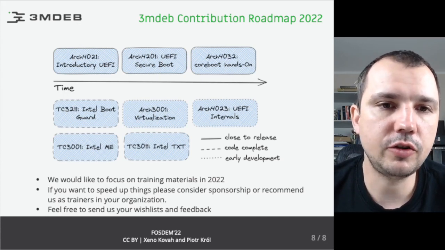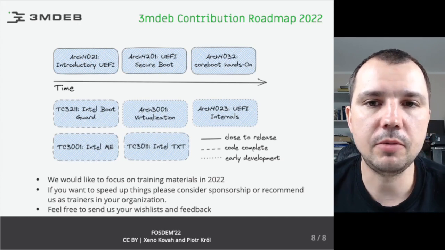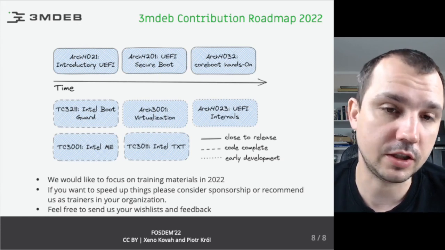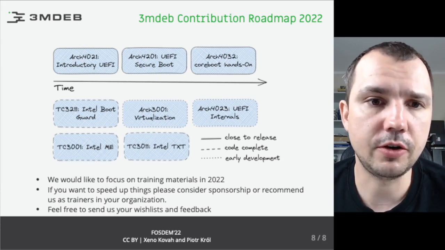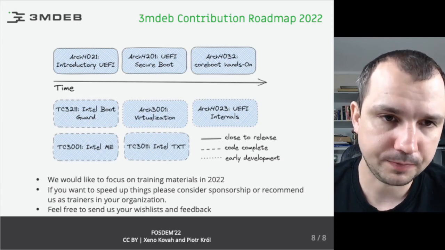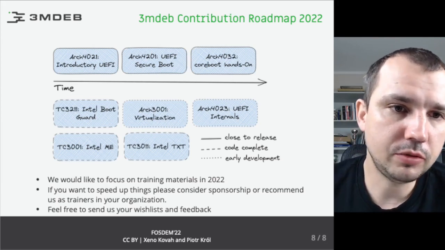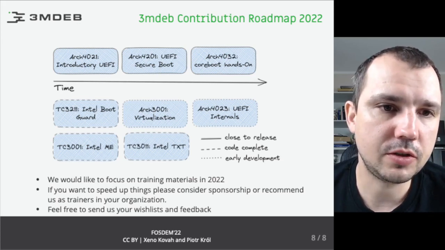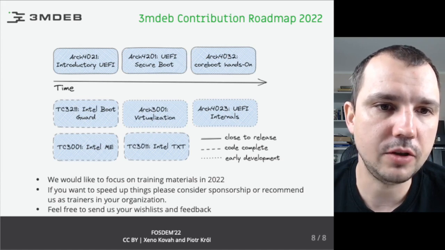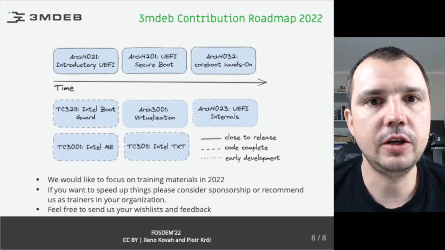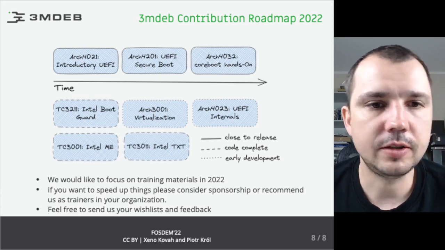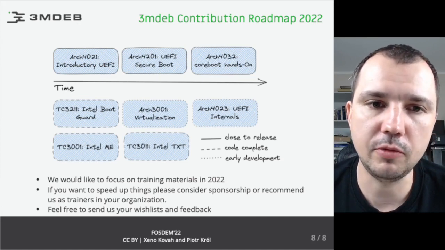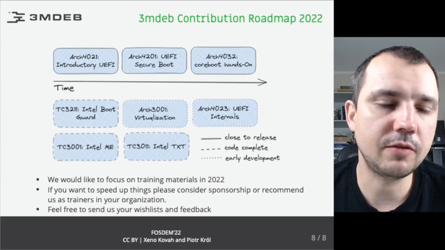And 4032, coreboot hands-on, many people ask about that. Unfortunately, this is not yet done. The material is quite advanced, but we have to solve the recording problems of hardware and so on. On the bottom of the timeline we see the code complete ones, which are Intel Boot Guard, Intel ME, Intel TXT. Those are code complete. They have quite a lot of material already. Of course, adding exercises and practical labs to that would be very helpful, but we will see if this can fit in this year.